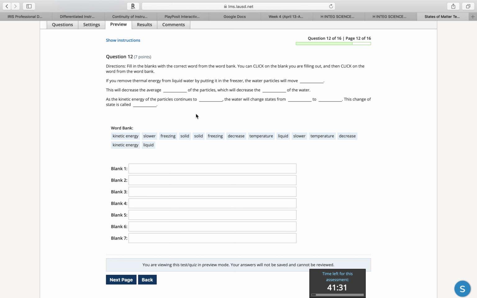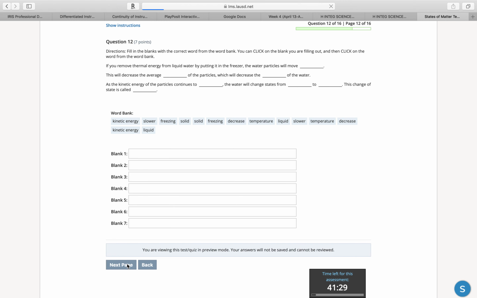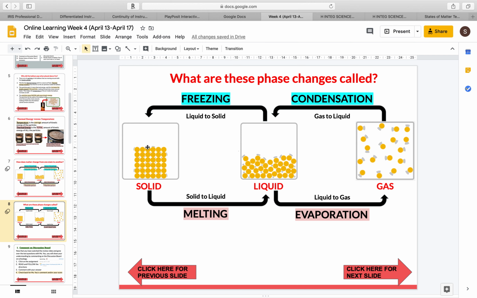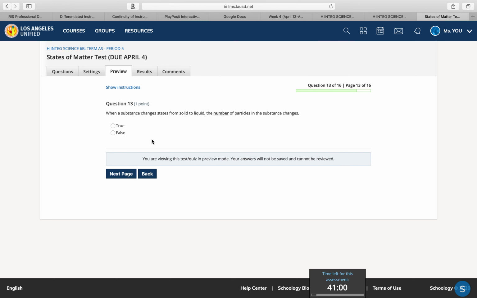So this one you should know. I'm not going to do it for you. You can figure this out. And remember we said that when a substance changes states from solid to liquid, does the number of particles in the substance change? When you go from solid to liquid, does the number of particles disappear or go down or go up? No, the particles stay the same. The only thing that changes is how fast they are moving. So this has to be false.